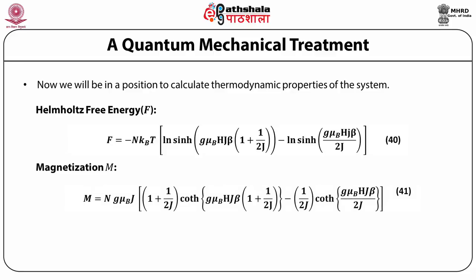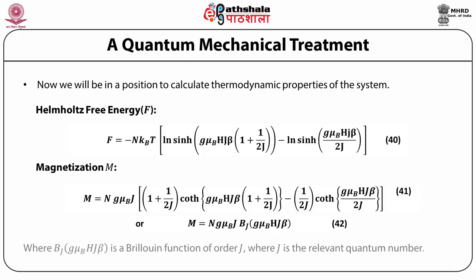Magnetization M = N g μ_B J multiplied by [(1 + 1/2J) coth(g μ_B H J β (1 + 1/2J)) − (1/2J) coth(g μ_B H J β/2J)], or M = N g μ_B J B_J(g μ_B H J β), where B_J(g μ_B H J β) is the Brillouin function of order J, where J is the relevant quantum number.